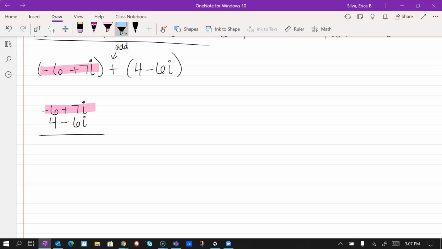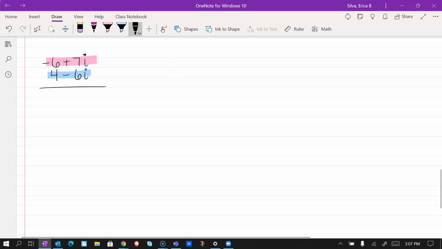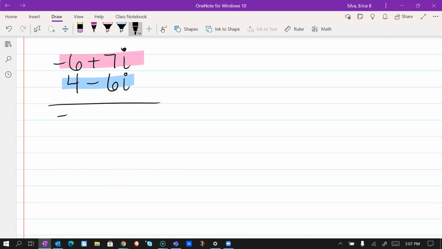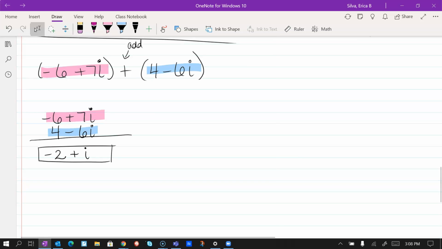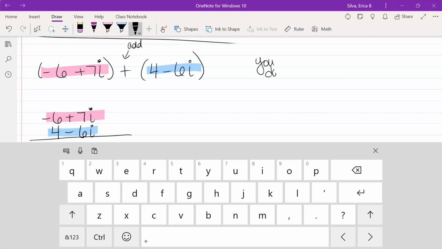So this one is here. This one is here. And all I have to do is add them. Negative 6 plus 4 is negative 2. 7i minus 6i is positive 1i or positive i. And that's it. Okay, let's go ahead and you guys do one. So this is your you do. Do 3 minus 6i plus 1 minus 4i.